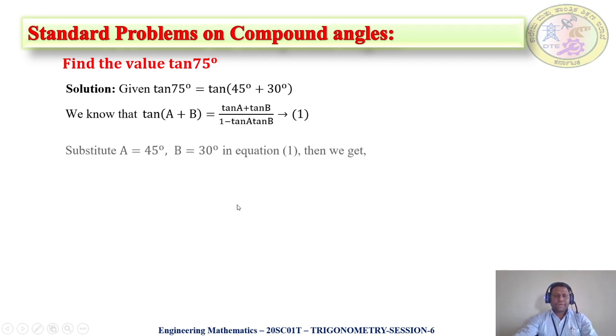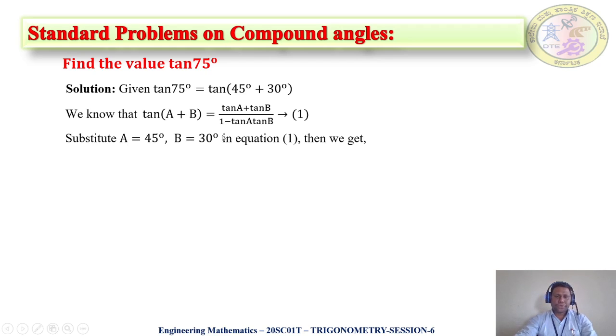Now what we have to do, as usual, substitute a is equal to 45 degree, b is equal to 30 degree in this equation. Wherever a is there in this equation, take 45 degree, and wherever b is there, take 30 degree. Then what this equation becomes is tan 75 degree is equal to tan of a is 45 degree, b is 30 degree. Again tan a is 45 degree plus tan b is 30 degree whole divided by 1 minus tan a is 45 degree and tan b is tan 30 degree.